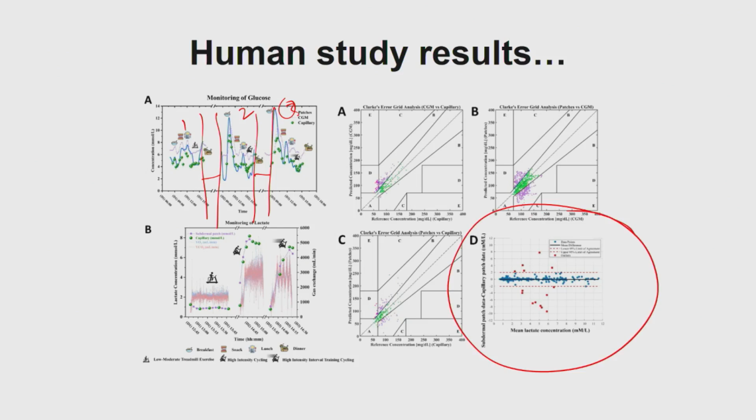Bland Altman plots, right? So this is a Bland Altman plot, which is basically a plot of the capillary patch data versus the mean lactate concentration, and this line is the important line here. If your points are concentrated along that, then you know that you're good, and then these are the red lines there, which is your 95% confidence level. As long as everything is there, anything outside that are your outliers, or that means that your sensor needs to be further stabilized.